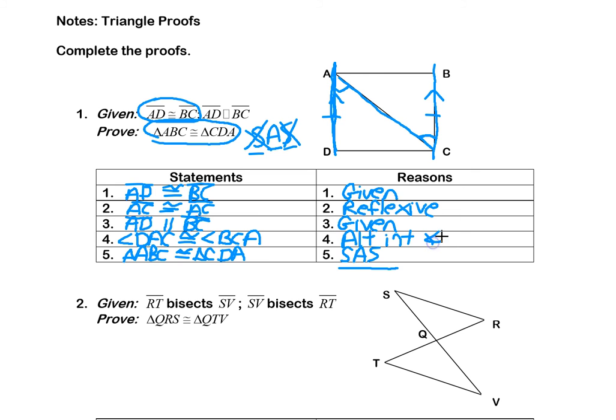Trying to write slow enough so it doesn't zoom. And therefore, because we proved all of that, we can say the two triangles are congruent by side angle side.